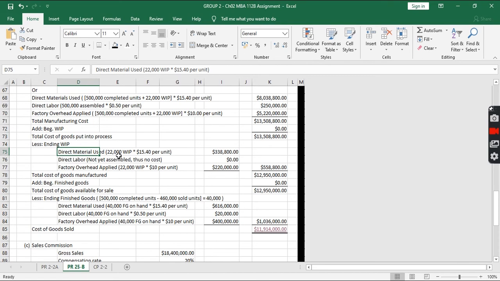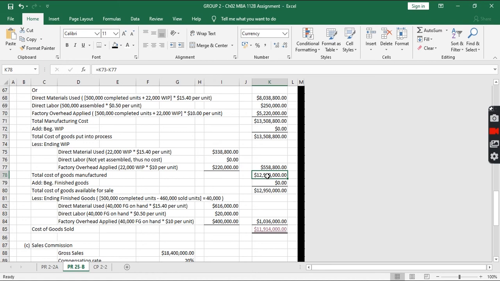So 22,000 units times 15.4 would give us 338,800. No direct labor yet since it's not yet assembled, so 0. And for our factory overhead applied, 22,000 work in process inventory times the rate per unit gives us factory overhead applied pertaining to work in process amounting to $220,000. If you add those three, you will get a total work in process inventory end of 558,800.